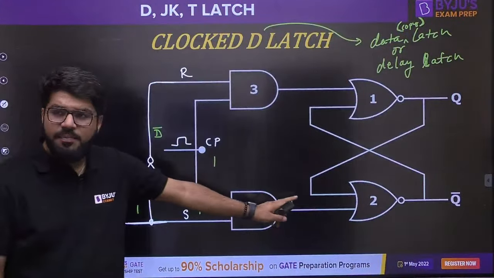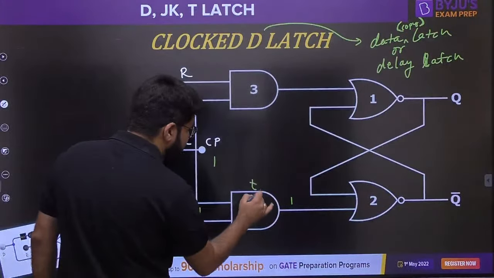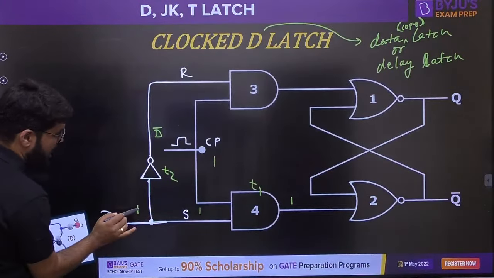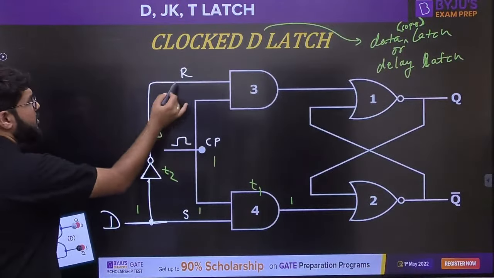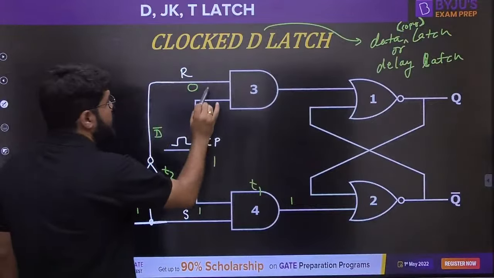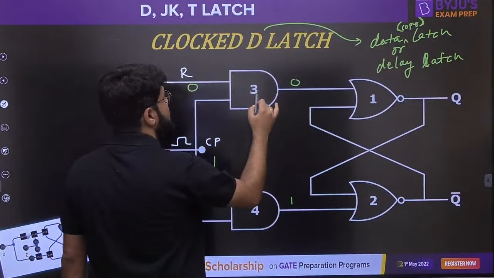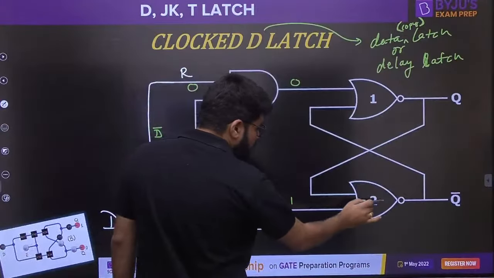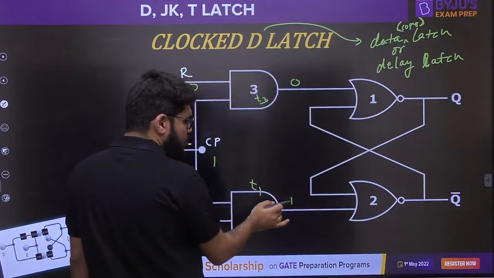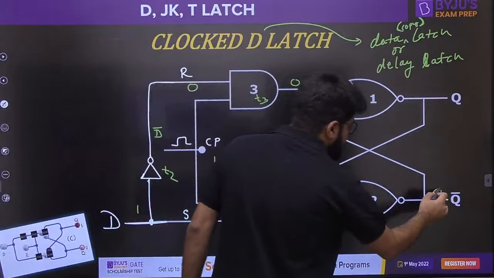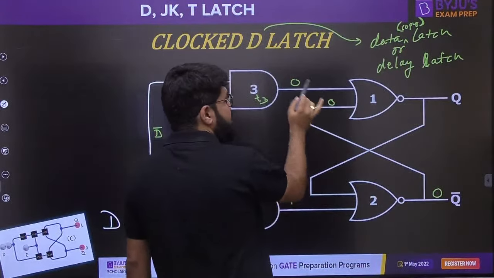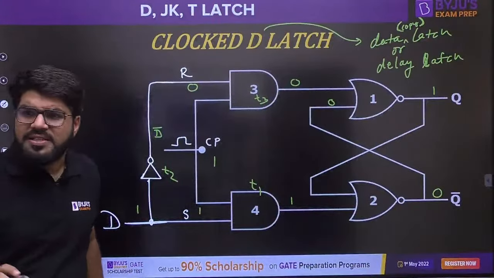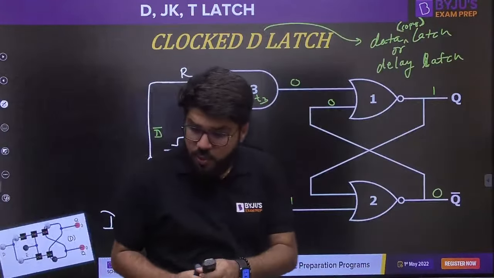But will it appear here immediately? It will have some delay. Suppose the delay of this gate is T1. Similarly, suppose the delay of this gate is T2. After the T2 delay, this 1 is inverted and becomes 0. If this is 0, the output of the AND gate also becomes 0 after some delay, suppose that is T3. Then the input to NOR gate number 2 is 1, and if any input to a NOR gate is 1, the output is 0. This 0 comes here. The output of a NOR gate for 0 0 input is 1. So finally the output also becomes 1. We have understood directly that if D is 1, the output is 1.